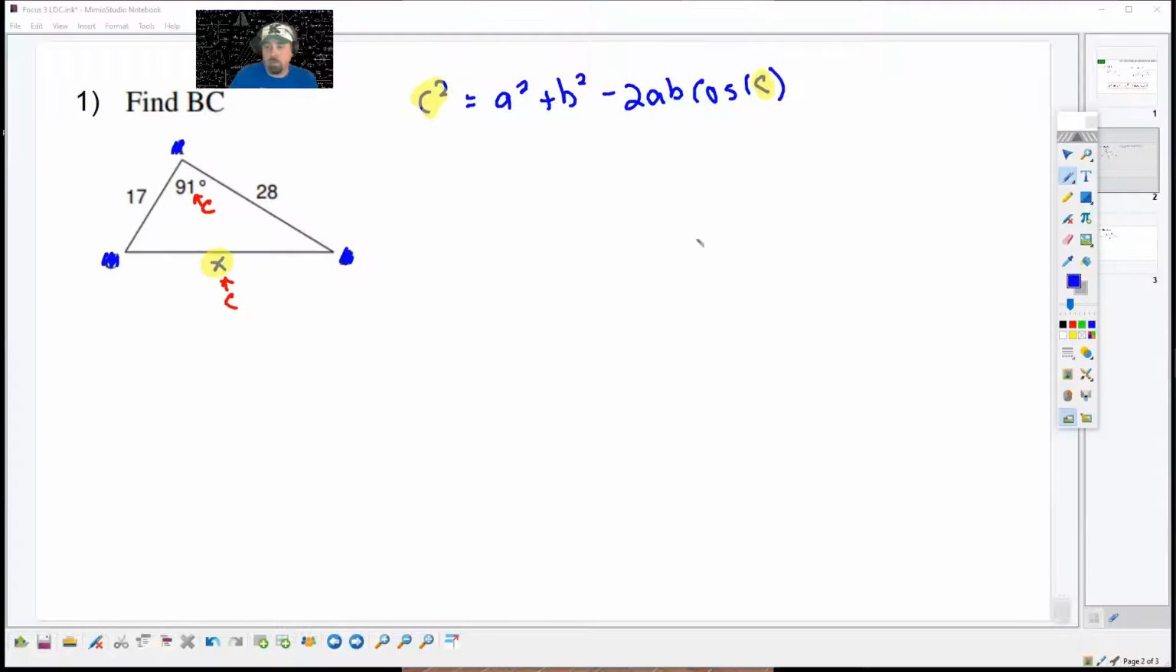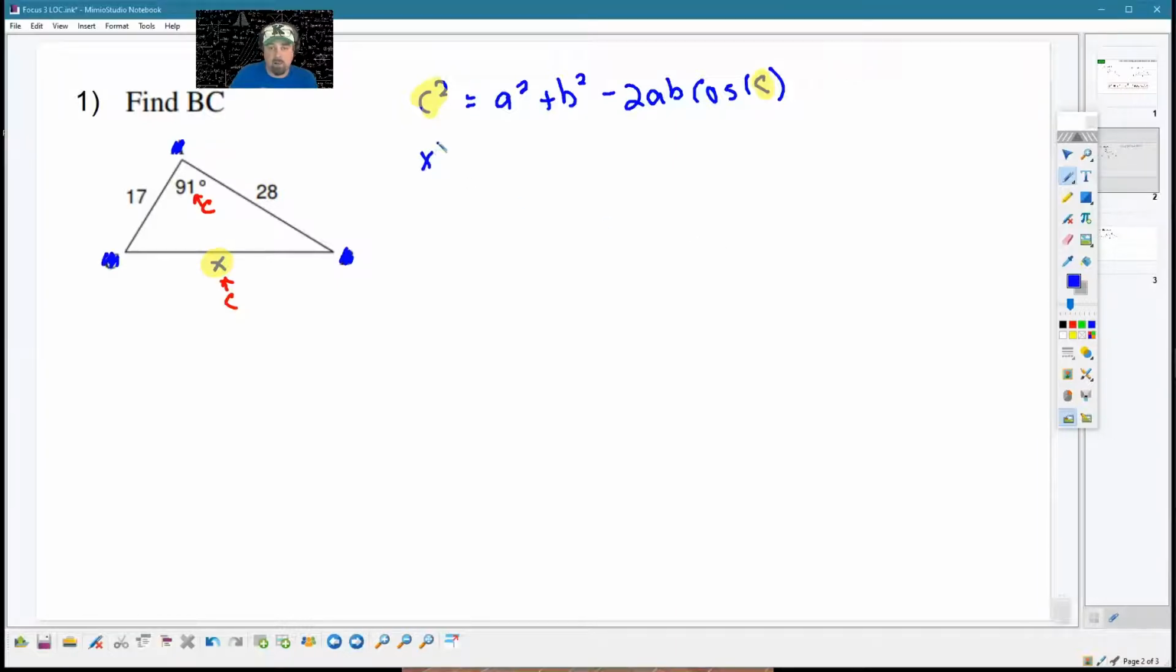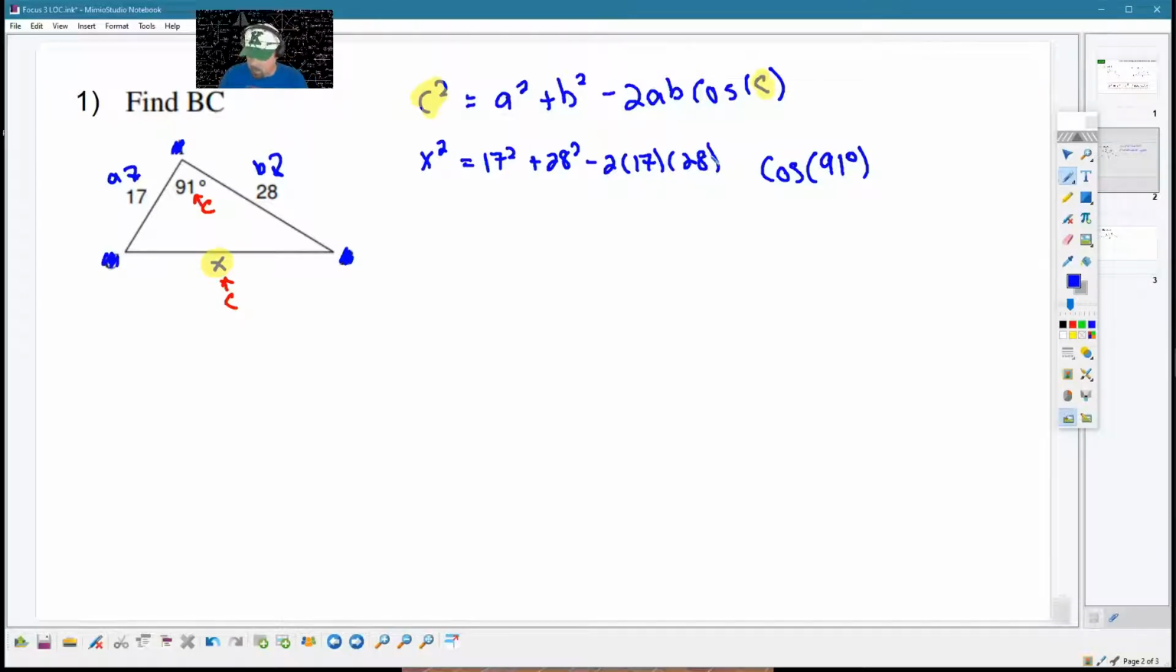So we go through and put this stuff in: the X goes over here, and inside the cosine we're going to get 91 degrees. Now with A and B, it doesn't really matter which one is A or B. I tend to pick the smaller one to be A, the bigger one to be B. So it's going to be 17 squared plus 28 squared minus 2 times 17 times 28. And let's simplify this a little bit. So 17 squared plus 28 squared is 1073. So let's write that down.